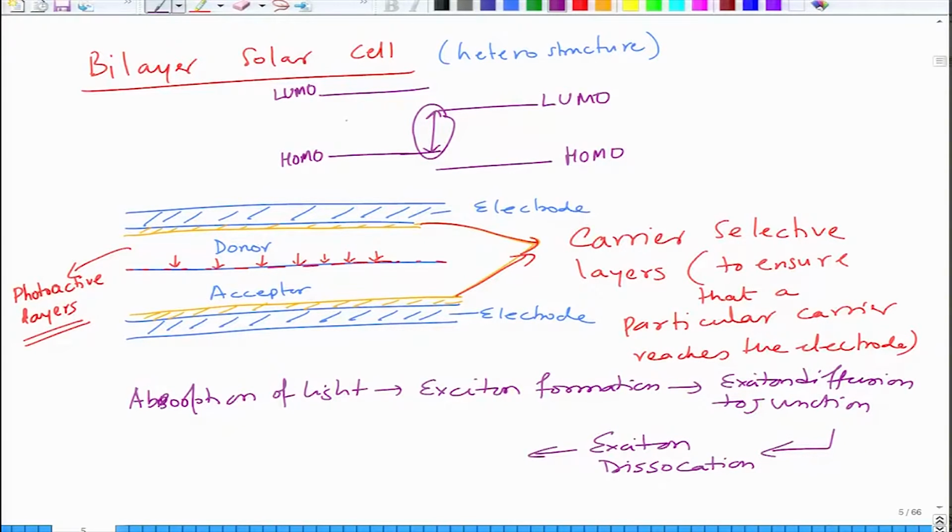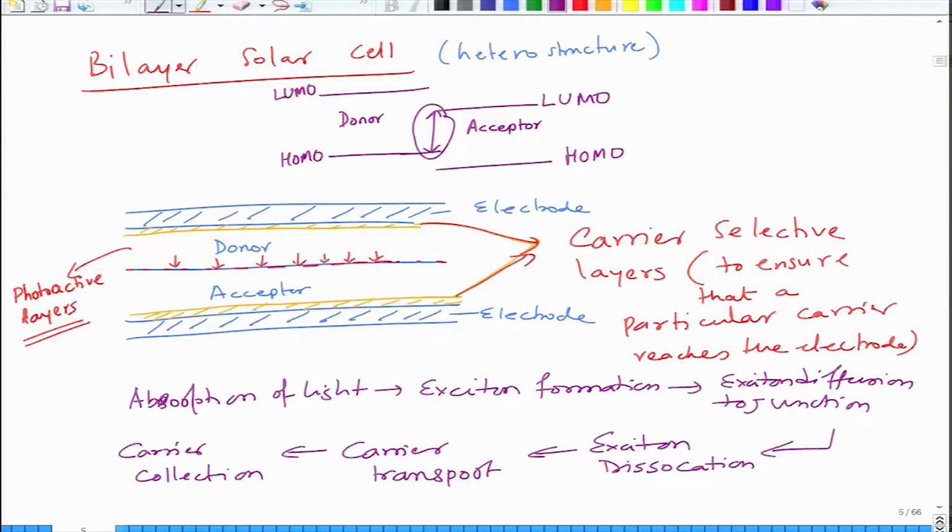So this is for example donor, and this is acceptor. Once the carriers are broken, they will move towards either side. As a result, you will put a metal on both sides and they will get collected. So exciton dissociation, then we have carrier transport, and then we have carrier collection.